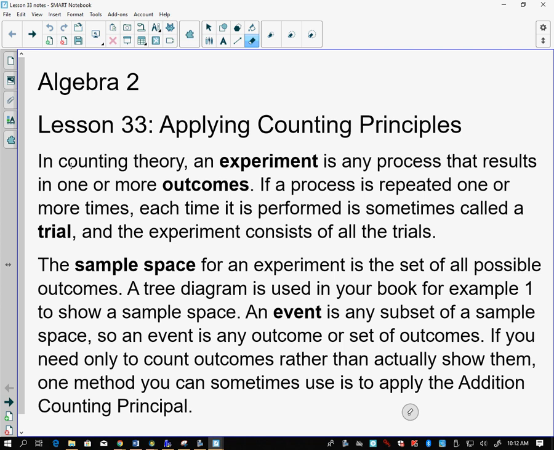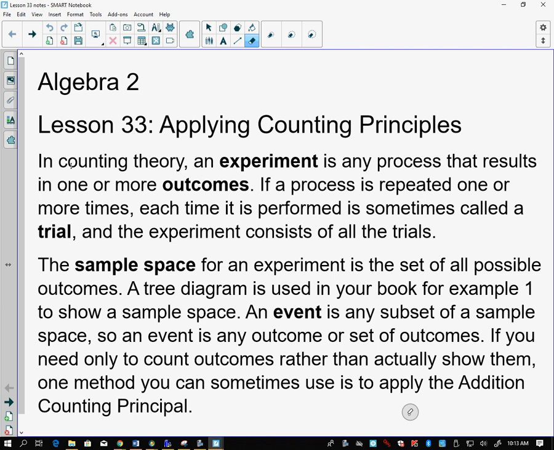If a process is repeated one or more times, each time it's performed is called a trial. We're testing it. And the experiment consists of all of the trials. So if I have a deck of cards and I'm handing out multiple cards to multiple people, or one card to each person, the whole of what we're trying to do is the experiment, and all of the individual outcomes are parts of that experiment. Each one of you picking a card would be a trial. All of the trials together constitute the experiment.